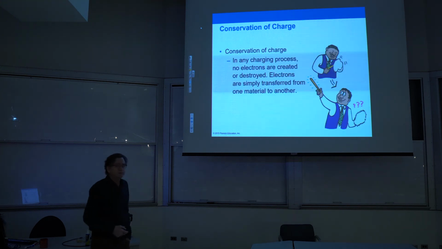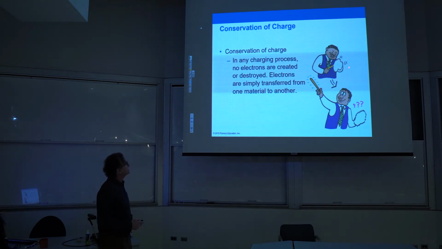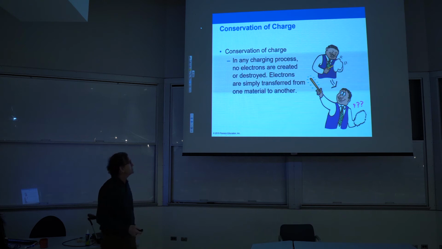There's another important principle called the conservation of charge, and that is to say that when you do this process of rubbing either fur or silk against a glass rod, you have moved electrons from one object to another, but the total number of electrons has remained the same. So the total charge of the system is still going to add up to 0 in this case.